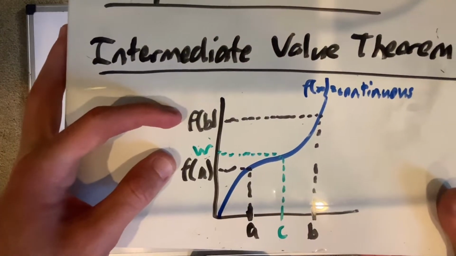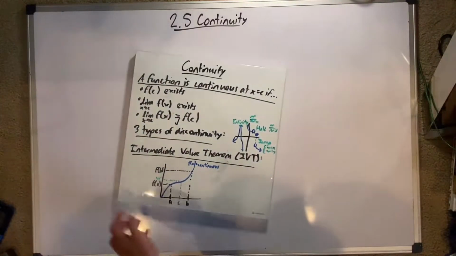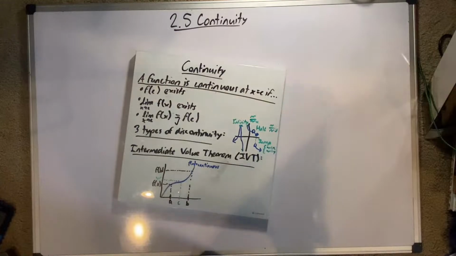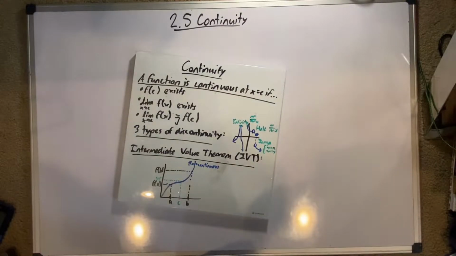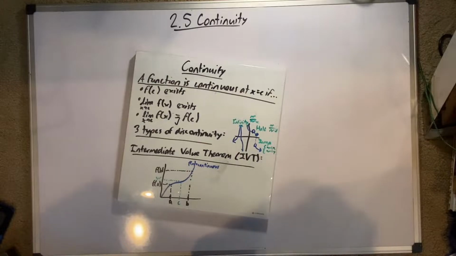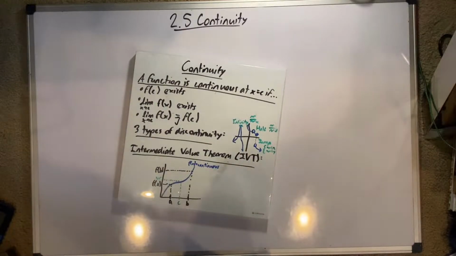That's all it states. Now, the actual thing says if f of x is continuous along closed interval a to b, and w is a number between f(a) and f(b), where f(a) is not equal to f(b), then there exists a number c inside interval (a, b), where f(c) is equal to w. That's what I just said, except way more complicated and doesn't need to be that complicated. And I also use photos, which makes things a lot easier to understand.